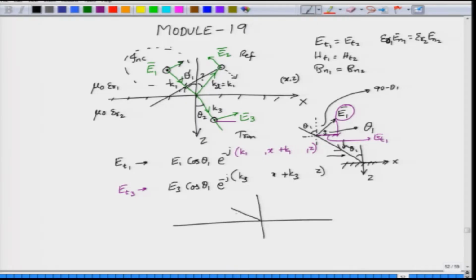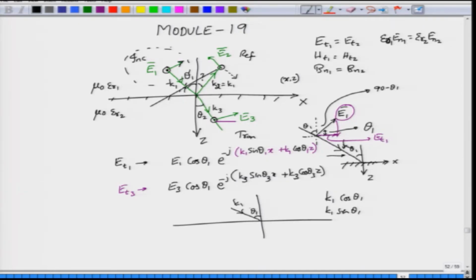Let me write this down correctly. So, this is your K1 at an angle theta 1. Along the x axis will be K1 sin theta 1, and K1 cos theta 1 along z. Okay, this is fine. Whatever we wrote earlier was actually fine. So, K1 cos theta 1 along z, K3 sin theta 3 along x, and K3 cos theta 3 along z. So, this is all right.